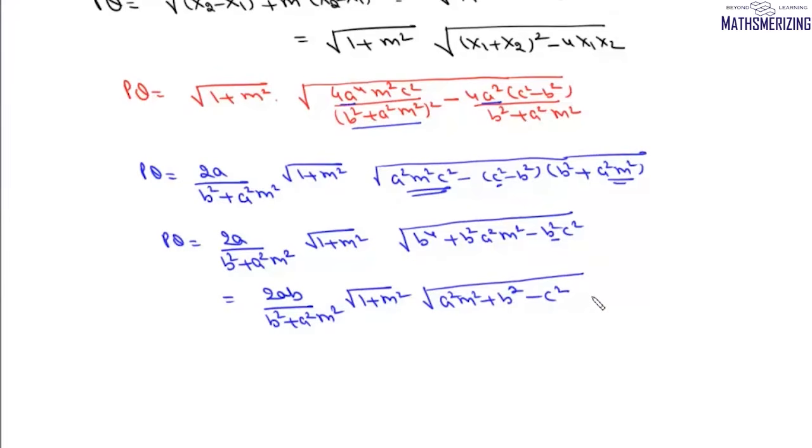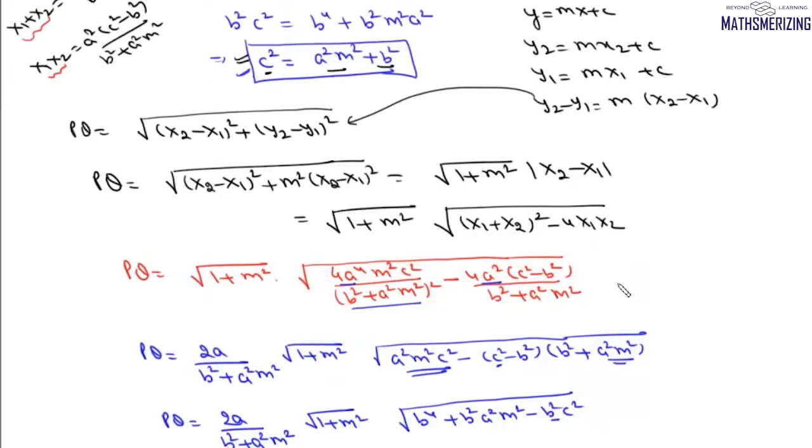Now this formula in itself is not important, and you're not supposed to memorize this formula. What's important in this expression is how to correlate this quadratic equation with distance formula. That is the only takeaway from this problem.